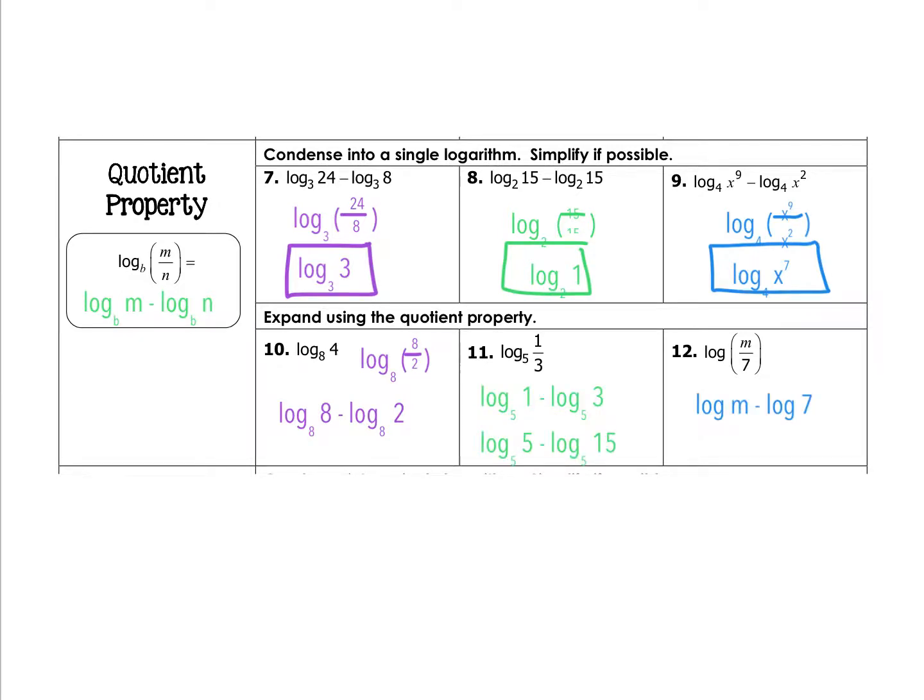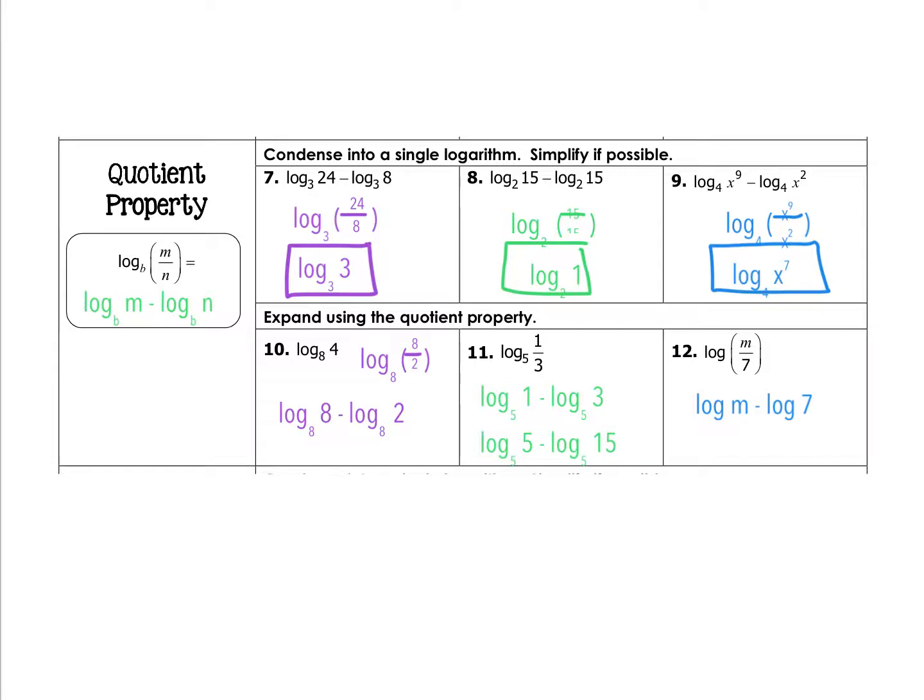All right, so for number 11, probably most of you came up with log base 5 of 1 minus log base 5 of 3. You could have also done any sort of multiple that divides to 1/3. So you could have done something like log base 5 of 5 minus log base 5 of 15, or log base 5 of 3 minus log base 5 of 9. Anything that, when I take those numbers and put them back together, I get a fraction that reduces to 1/3.